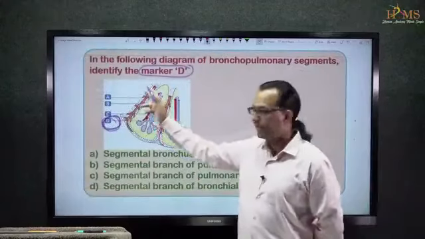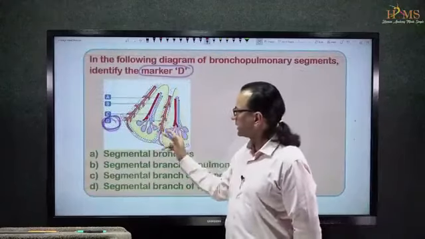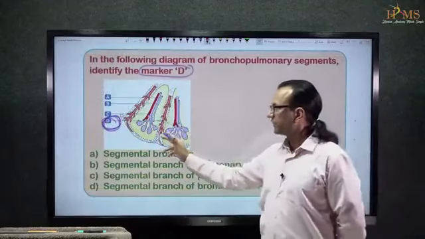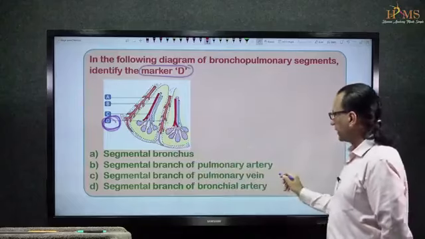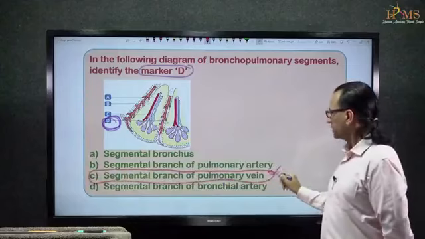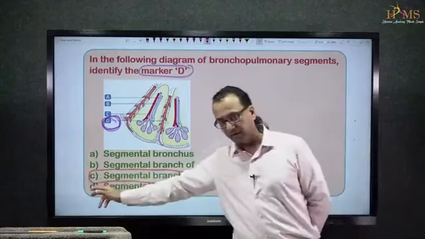So as such, marker D, you can see it is the intersegmental structure, which is red color, and it's a vein. It is a pulmonary vein. So segmental branch of the pulmonary vein should be our answer. Choice number C is our answer.